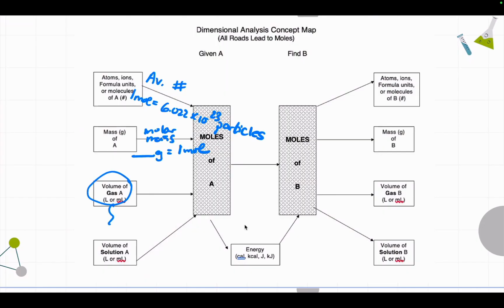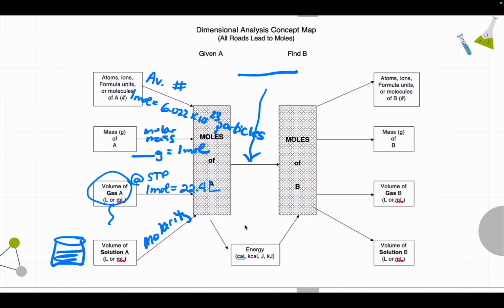For the volume of a gas, at STP we can use molar volume. One mole of any gas has a volume of 22.4 liters. For the volume of a solution, we can use molarity as a conversion factor. All of these would also be used on the right side of the diagram. To convert between the moles of A and the moles of B, we use a mole-mole ratio, which from the balanced equation coefficients is the moles of B over the moles of A.